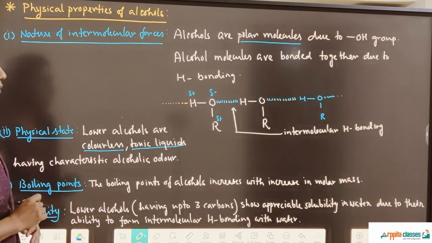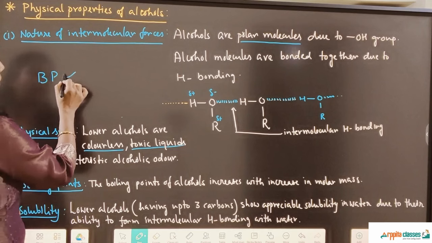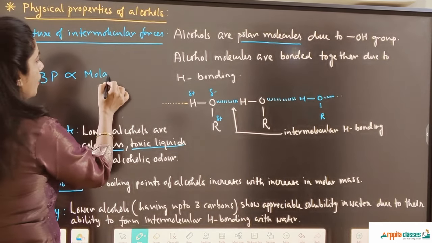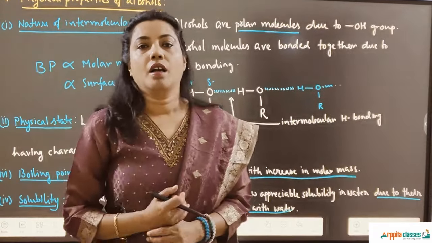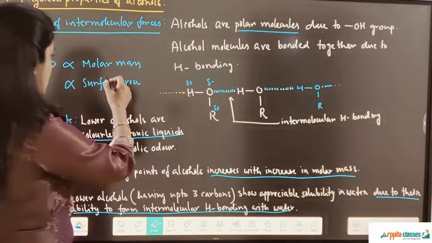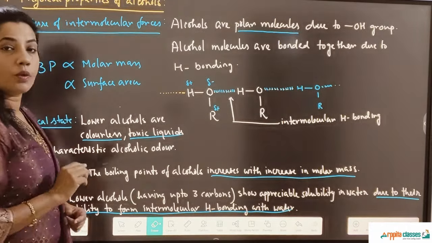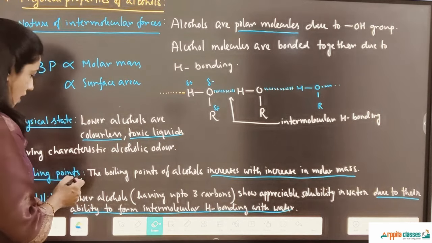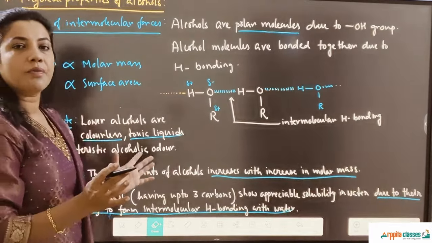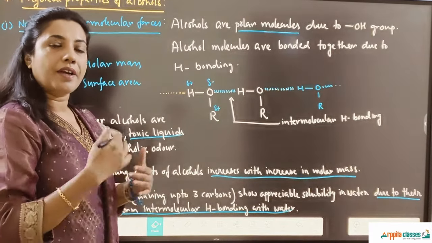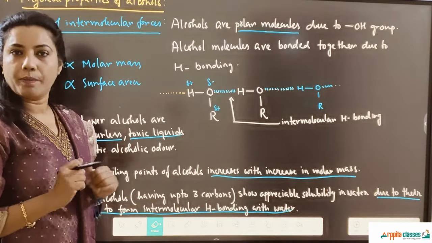In boiling points, we already know that boiling point is directly proportional to molar mass, and also directly proportional to surface area. As per these two factors, the boiling points of alcohols increase with increase in molar mass. If the molar mass of the alcohol increases, that is for higher alcohols, the boiling point will be more. Also, if the surface area increases, the boiling point will be more.